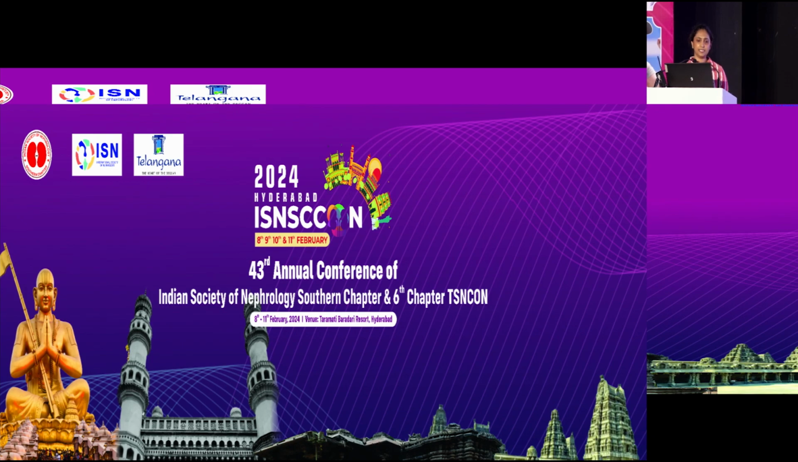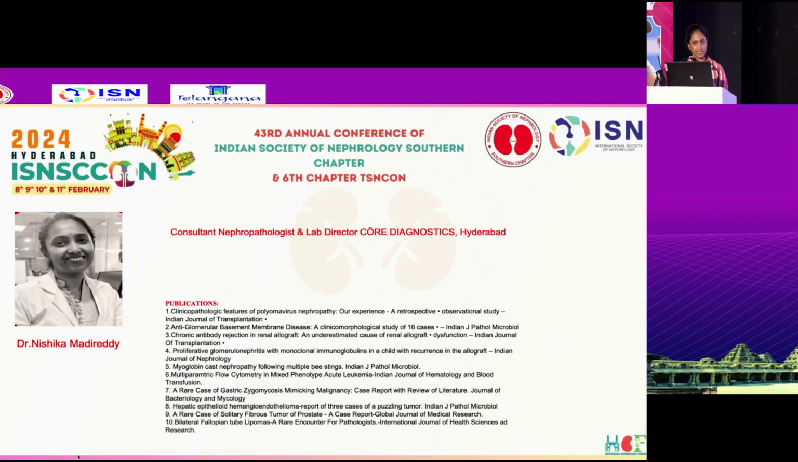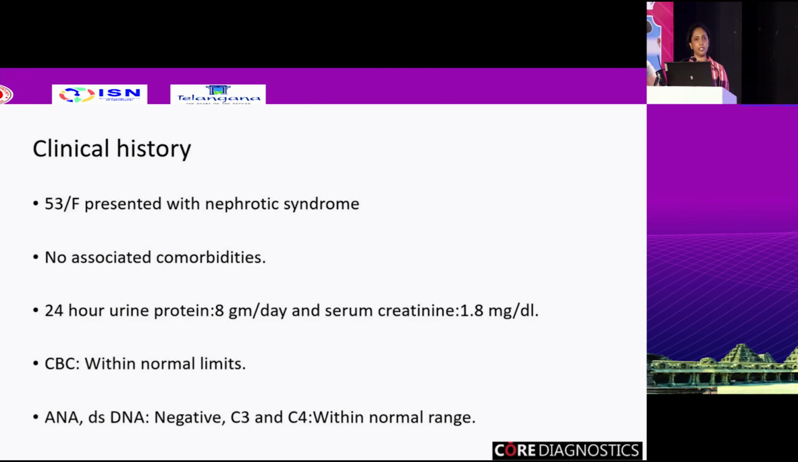I will be discussing the case of a 53-year-old female who presented with nephrotic syndrome. The patient had no associated comorbidities, and the systemic examination revealed no significant abnormalities. Biochemical evaluation revealed a 24-hour urine protein of 8 grams per day, and serum creatinine was 1.8 milligram per deciliter. CBC at the time of biopsy was within normal limits. ANA and dsDNA were negative, and the complements were within normal range. So a renal biopsy was performed to evaluate the underlying cause of nephrotic syndrome.